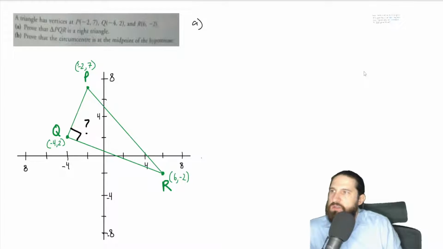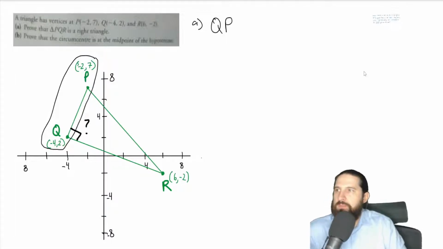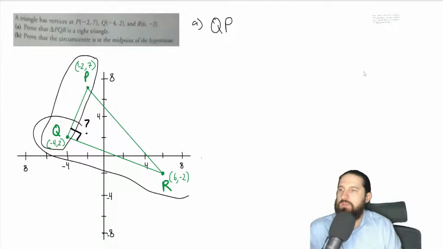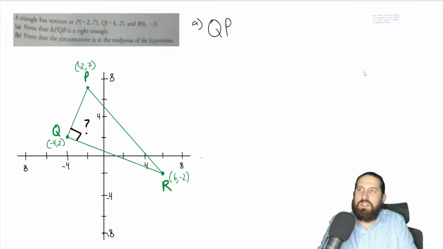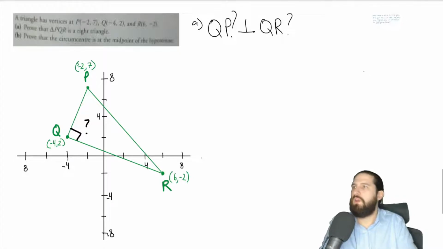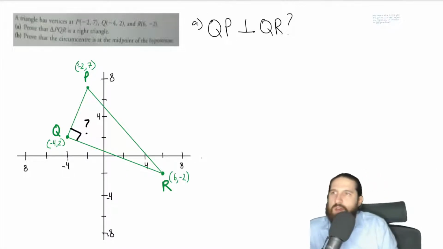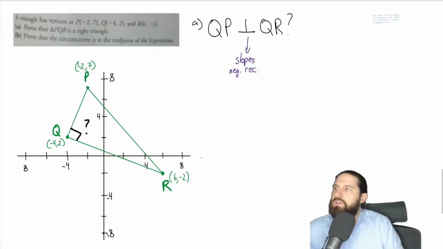So we need to look at the line that comes from QP and the line that comes from QR and ask if those two meet at a right angle, right? So is QP perpendicular to QR, right? And that can be answered if we look at the slopes being negative reciprocals, right? That was our test for that, negative reciprocal. So let's look at the slope.